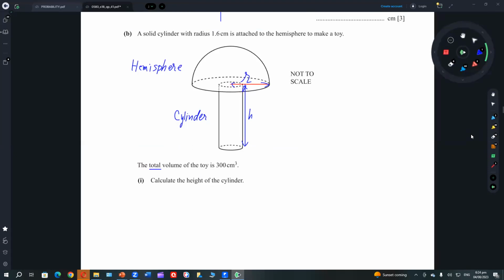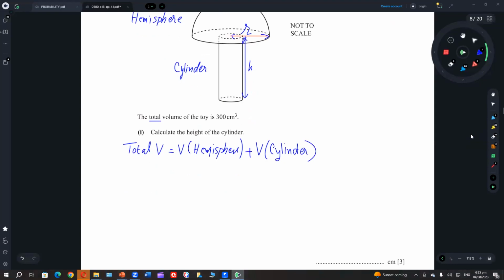So can you find the volume of the cylinder? Sir, could we do 300 minus 230? Yes, very good. Total volume is equal to volume of hemisphere plus volume of cylinder. This is how you have to present your work in the paper. So write this equation with me. As you said, the total volume is 300, volume of hemisphere is 230, and volume of cylinder is unknown. So I can find the volume of the cylinder.